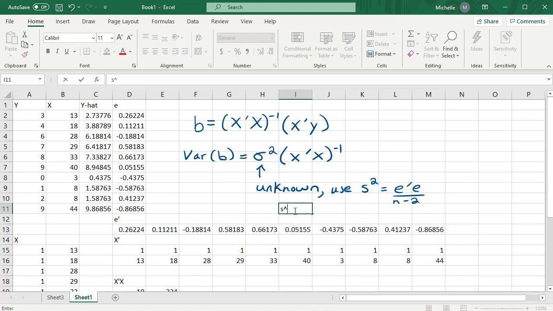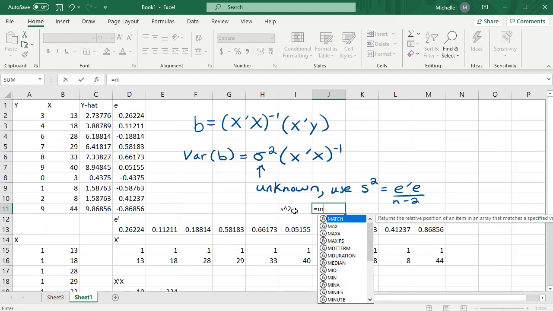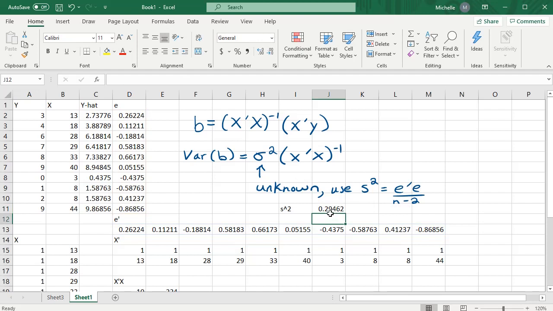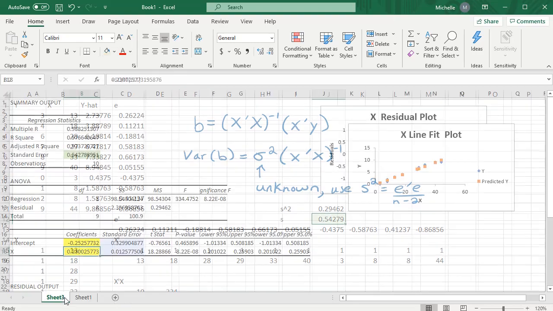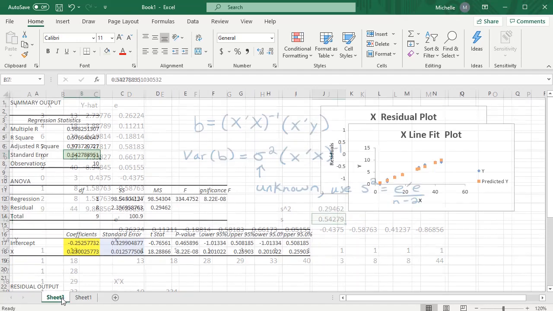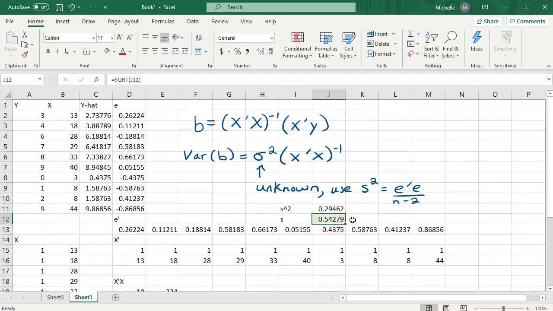So s squared is going to equal matrix multiplication, mmult, of e transpose, comma, e, close parentheses, and then divide that by our sample size, which is 10 observations here. So use parentheses, 10 minus 2. And there we go. That is the mean squared error, right? So s would be the square root of that. I think that's something Excel told me. Let's go back over here, and there we go, the standard error. Good. Our way of calculating this using matrices gave the exact same answer that Excel gave us. The standard error is the square root of the mean squared error, which is e transpose e divided by n minus 2.